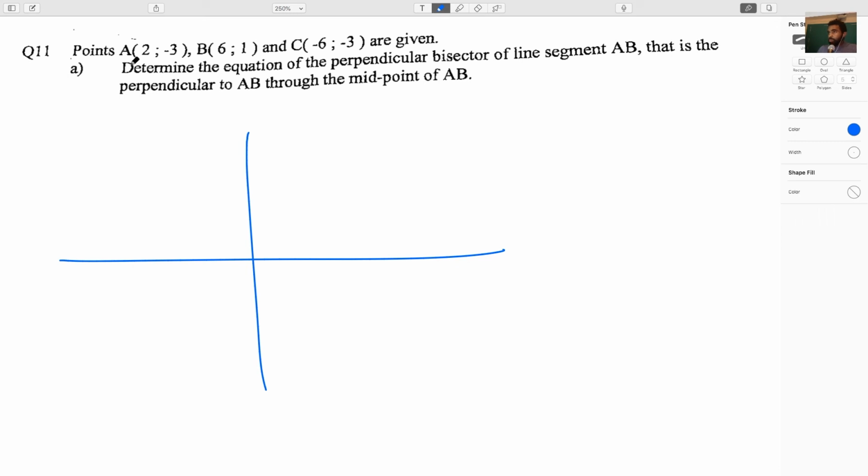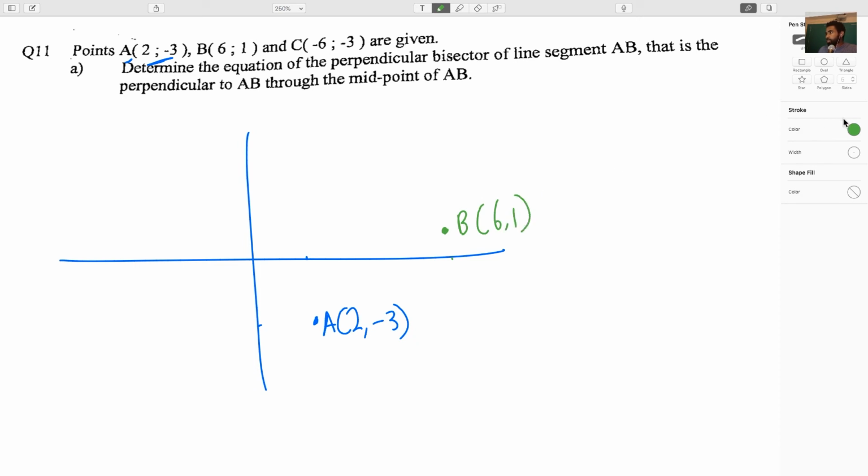And we have now the point A, which is 2, minus 3. So we have here maybe 2 here and maybe minus 3 there. So this is our A, which is (2, -3). And then our B is going to be (6, 1). So maybe 6 here, 6 there, right? Yes. And 1 there. So 1 here. So we have (6, 1), which is our point B.